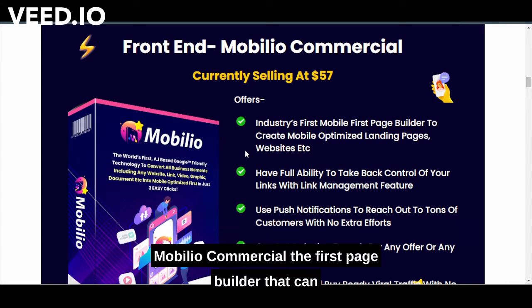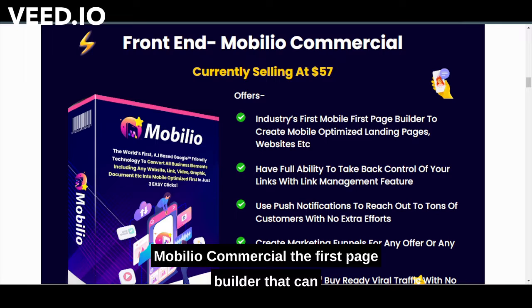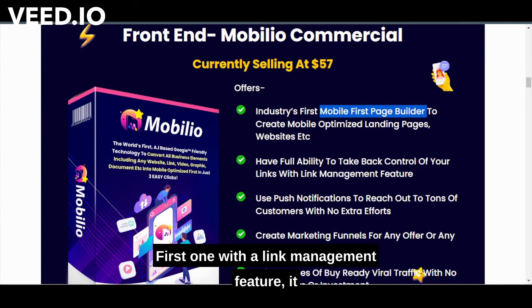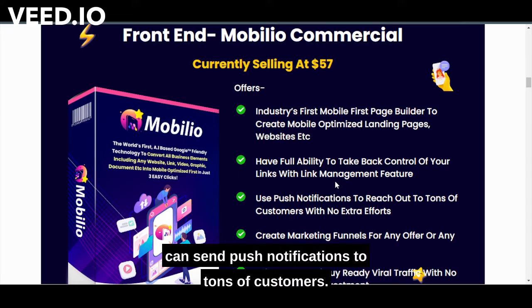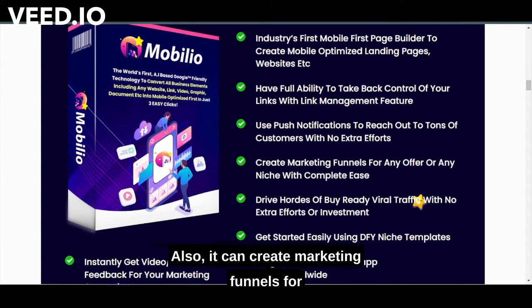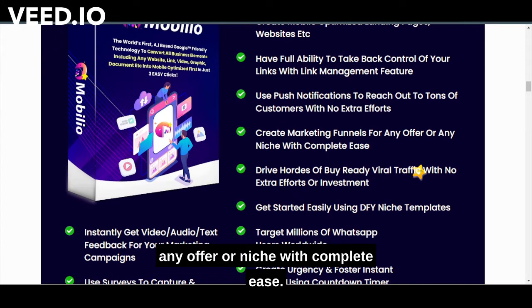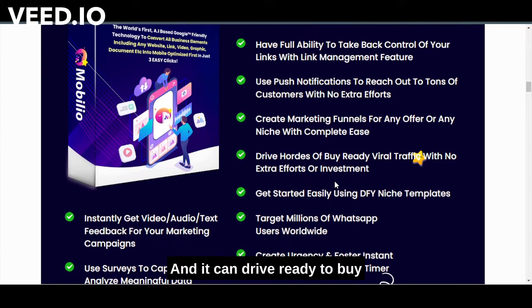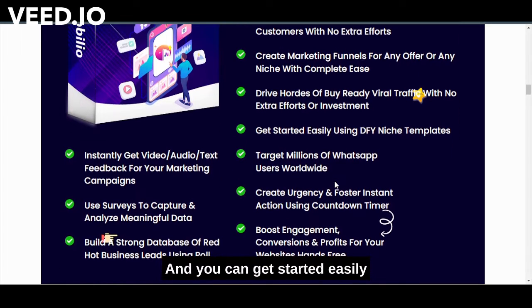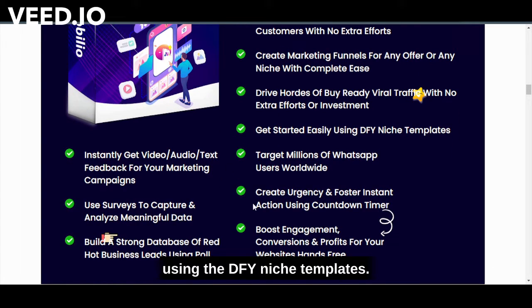Mobilio Commercial. The first page builder that can create mobile-optimized landing pages, websites, etc. First one with a link management feature. It can send push notifications to tons of customers. Also, it can create marketing funnels for any offer or niche with complete ease. And it can drive ready-to-buy viral traffic with no extra efforts. And you can get started easily using the DFY niche templates.